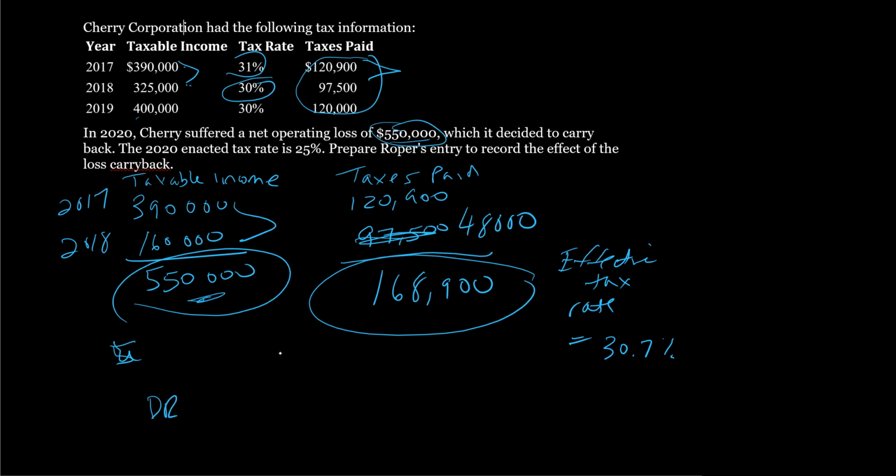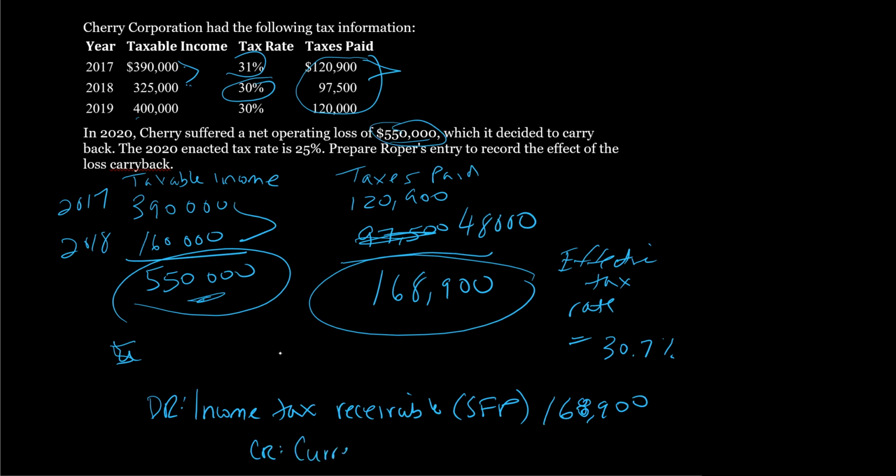So our journal entry to record our tax loss carryback is going to be a debit to income tax receivable. And this is going to be a current asset on our statement of financial position. And this is going to be for $168,900. And a credit to current tax benefit, which is going to be a P&L account. So it's going to be a reduction to our current income tax of $168,900.